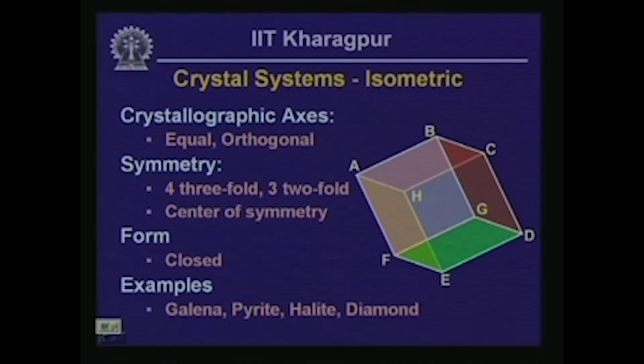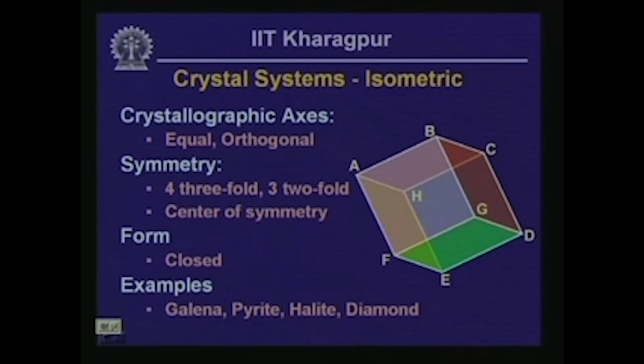Now, symmetry of isometric crystals, it should have 4 3-fold axes of symmetry and 3 2-fold axes of symmetry. This is the minimum requirement for a crystal to be classified as of the isometric family. So, it should have 4 3-fold symmetry and 3 2-fold symmetry. It should also have a center of symmetry.